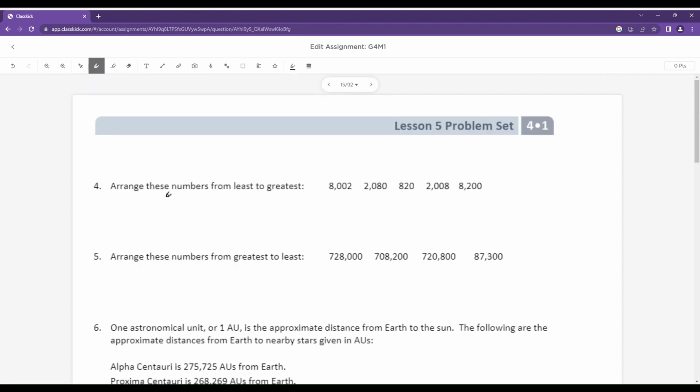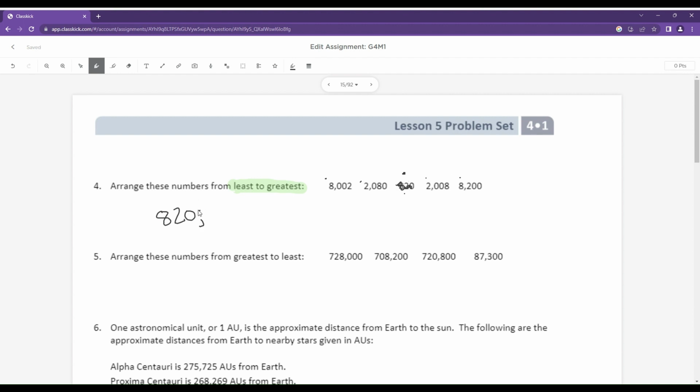Let's move on to 4, 5, and 6 over on the next page. It says arrange these numbers from least to greatest. So again, looking at the smallest number up to the largest number. Well, one of these numbers is sort of standing out to me, and it's this one here, 820, because this one, this one and this one all have 4 digits. 820 only has 3 digits, which means that there is no amount of thousands in 820, making this the smallest. So we have 820.